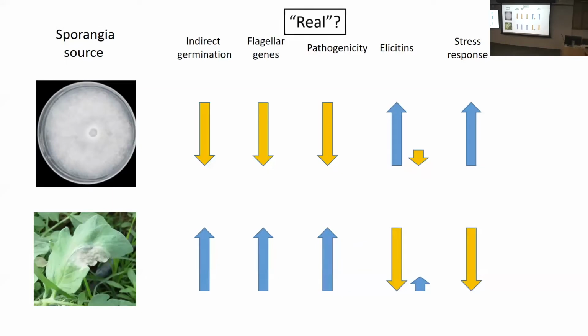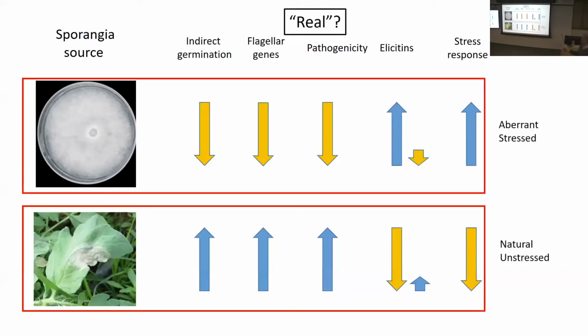What is the real Phytophthora infestans? So I've modified my response to this question since I first asked it, and that is that both are probably real, but they are really different. Sporangia from a plate, I think they are aberrant. They're different. And sporangia from a leaflet are really natural.